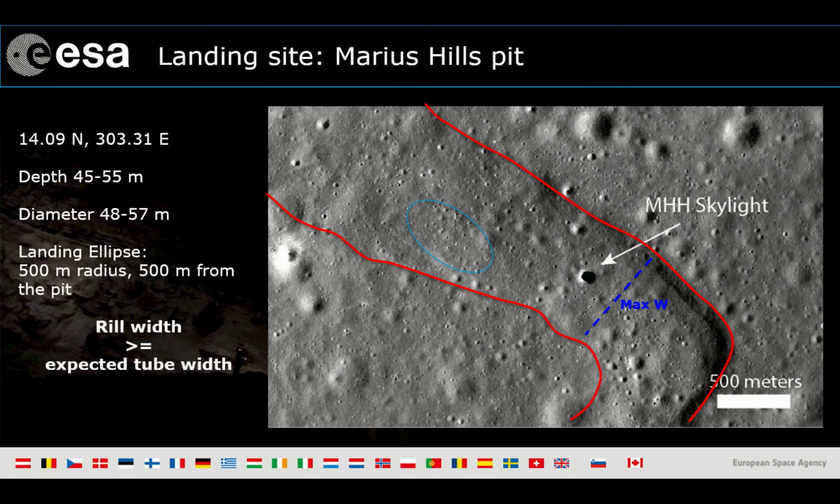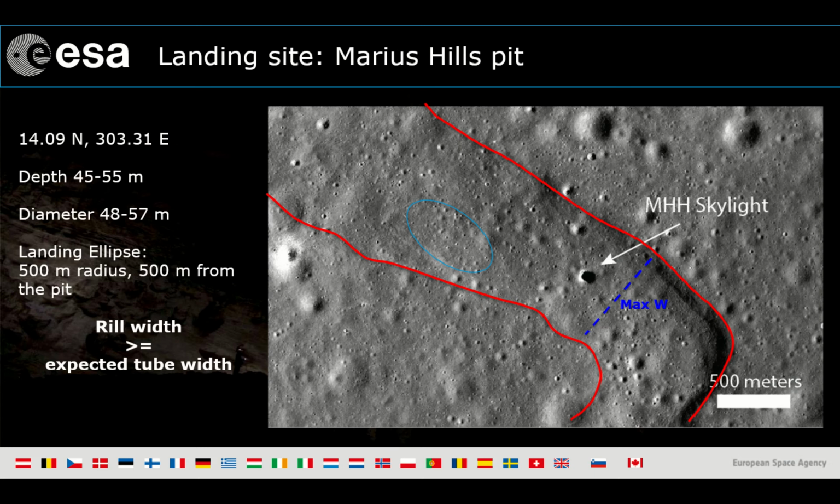The mission definitions by ESA were the following. We are at the Marius Hills Skylight. We have a landing zone in blue. We have to move from the landing zone to the entry, which is around 750 meters away at maximum. And in red is the expected tube below the ground. The pit is 45 to 55 meters deep, with a diameter around 50 meters.